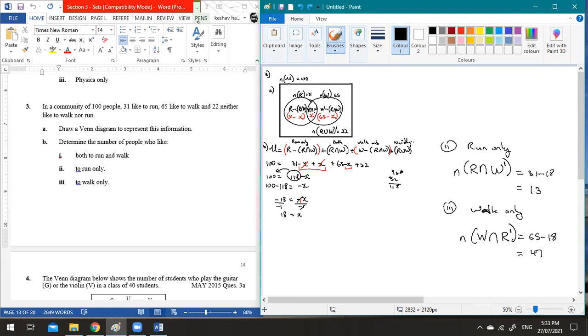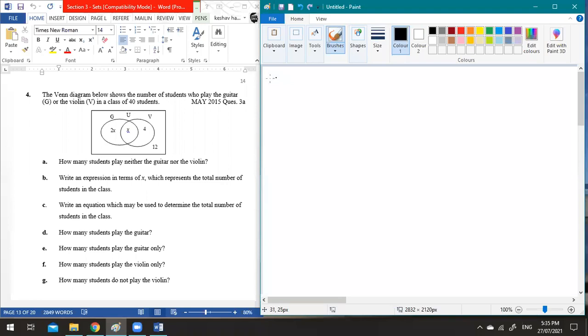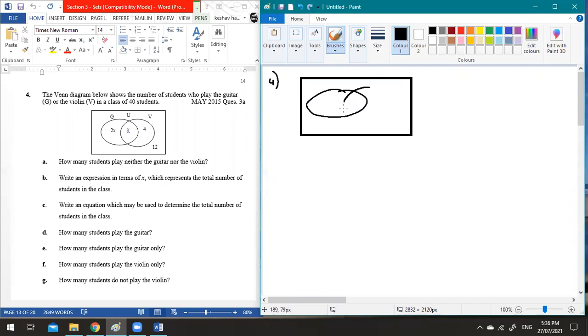So number 4, the Venn diagram below shows the number of students who play guitar, G, or the number of students that play violin, V, in a class of 40 students. So the universal set is 40. How many students play neither the guitar nor the violin? So they have the Venn diagram already. So let's very quickly draw it, so we can have it on the screen with us. Doesn't always have to be neat, but the neater you have it, the better.